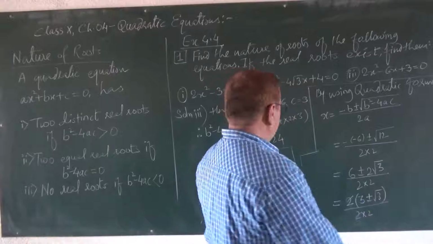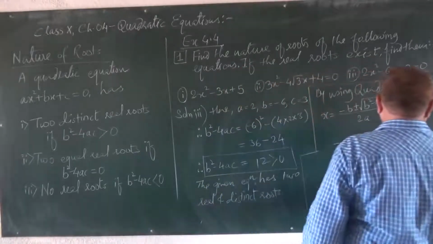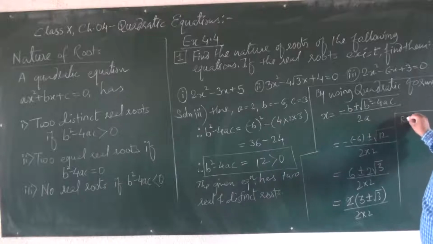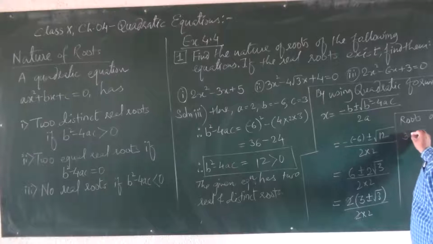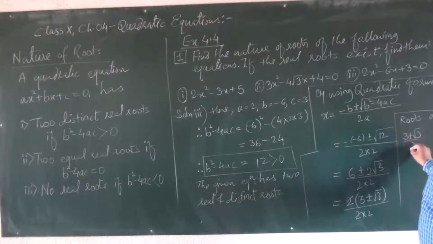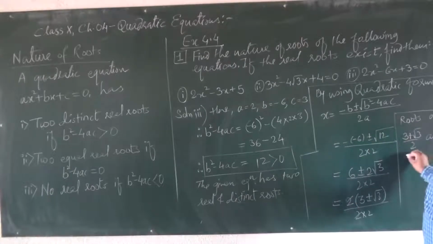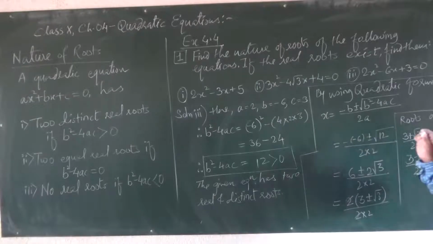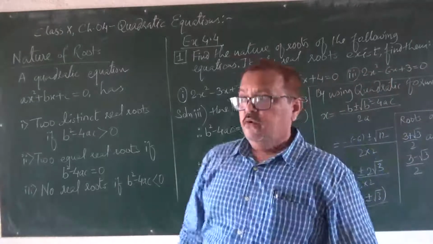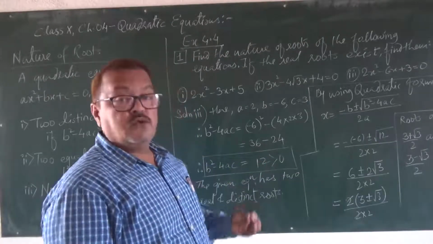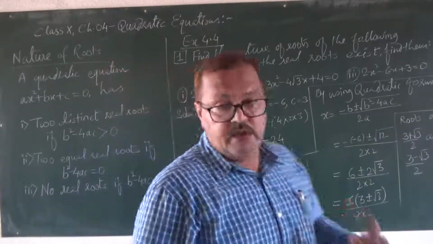Okay, so I will write down here. So roots are 3 plus root 3 upon 2, one time take plus, the other time take minus, and 3 minus root 3 upon 2. Hope you have understood this. Okay, now we will see word problems based on nature of roots. Okay, let us see.